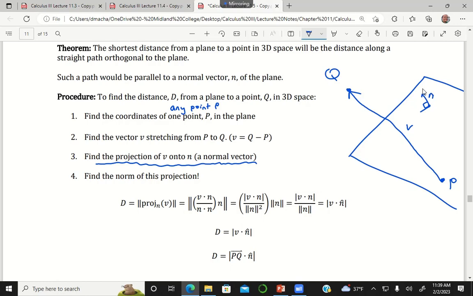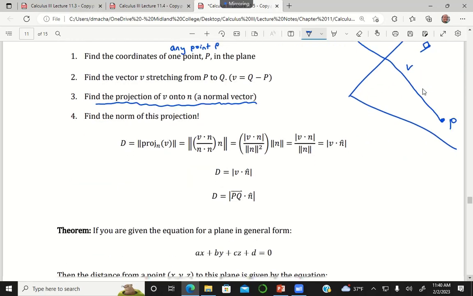The reason we're going to do that is because I just said the shortest distance between the plane and the point is the length of a line segment that's orthogonal to the plane. And so if I take any old line segment that connects the point to the plane, and then I think about the projection of that line segment onto an orthogonal vector, that's going to give me the length of the line segment that's orthogonal to the plane and connects the plane to the point.